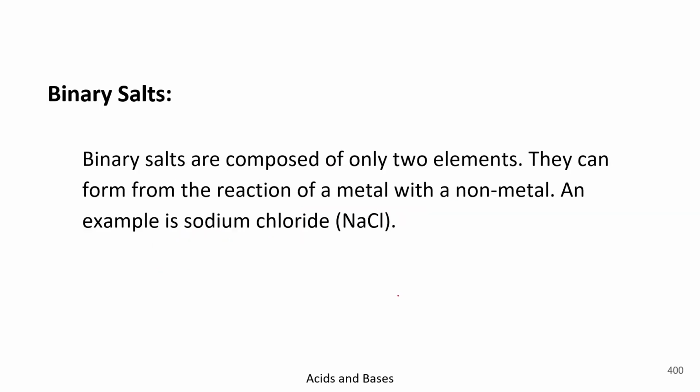Got it? Now the binary salt has two elements, and can form from the reaction of a metal with a non-metal. The best example of it is sodium chloride, where sodium is a metal and chlorine is a non-metal. They both combine together to form a common salt, which we call the binary salt.